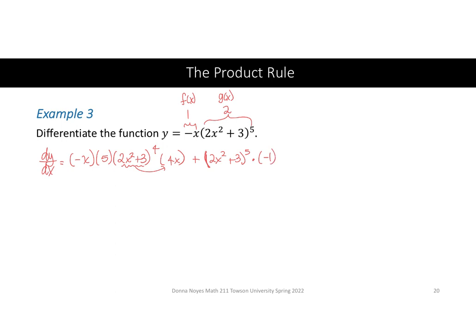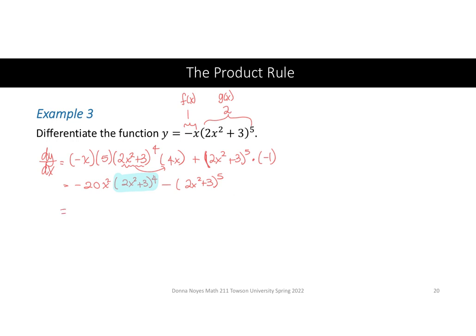So it turns out our factoring is probably going to be fairly simple on this one. If we simplify it a little bit here, we've got negative 20x squared times 2x squared plus 3 raised to the fourth, minus 2x squared plus 3 raised to the fifth. And if you'll remember from the last example, the power that's going to rule here is the lower of the two, which is the 4. So we're going to factor out this 2x squared plus 3 raised to the fourth.